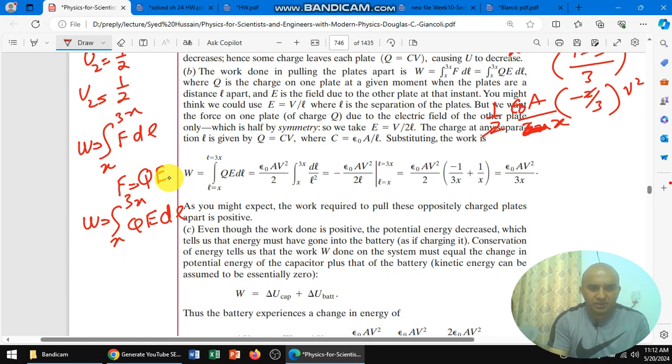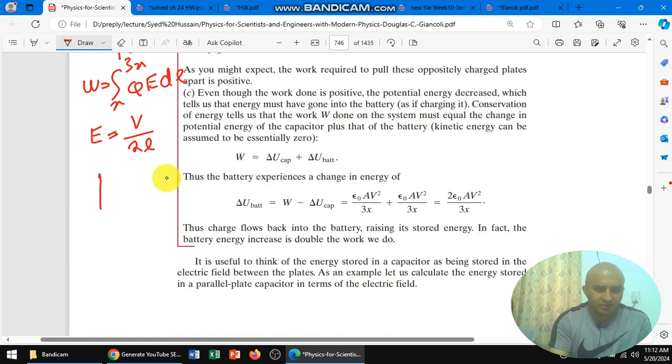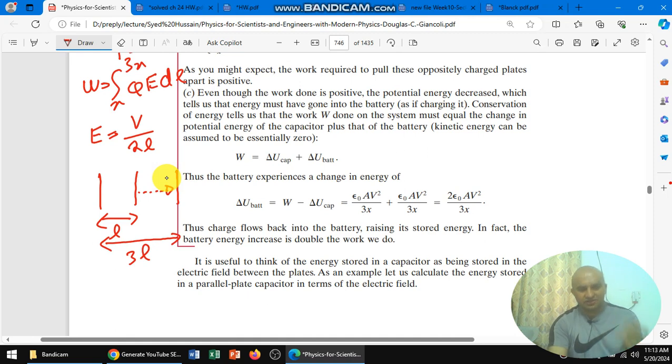We know that E is equal to the potential gradient, E is equal to V over D. So the D is actually 2L. Why is it 2L? Because the plates are initially L distance apart, and now we move one of the plates so that the final distance is 3L, or 3x, you can say.